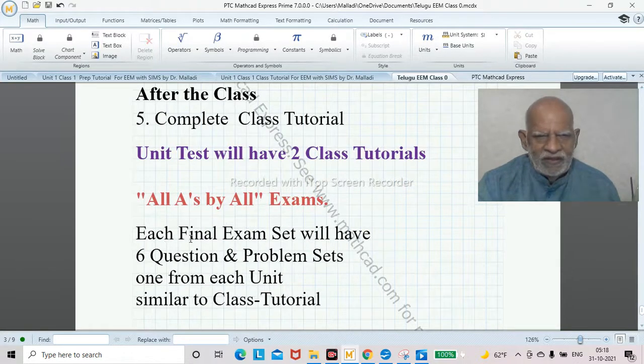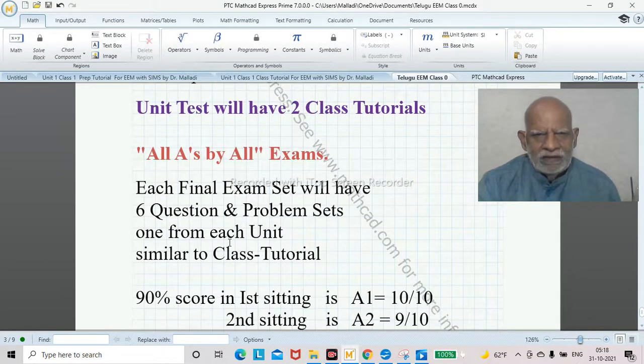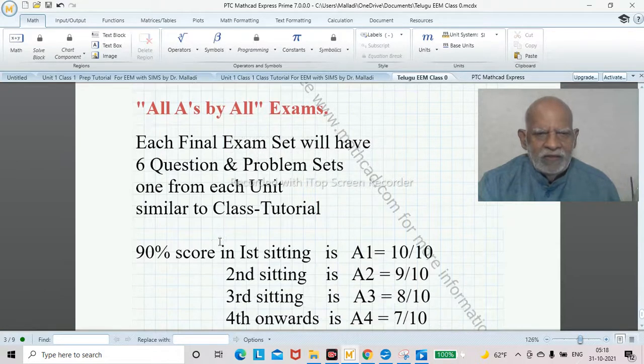So we have seen the final examination set will have 6 questions and problem sets, one from each unit, similar to the class tutorial. That means if you get a step right, you get full marks. If you get a step wrong, you get half marks. This way, if you get 80% of the marks right, then you get 10% for correction. So totally it becomes 90%.